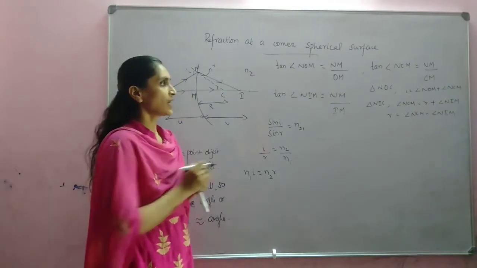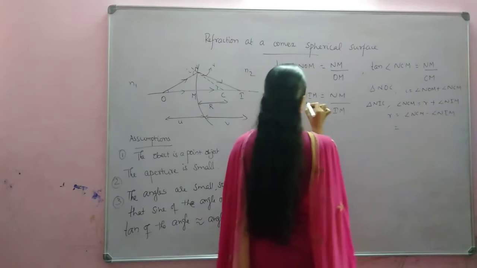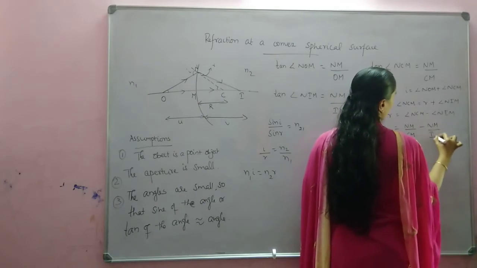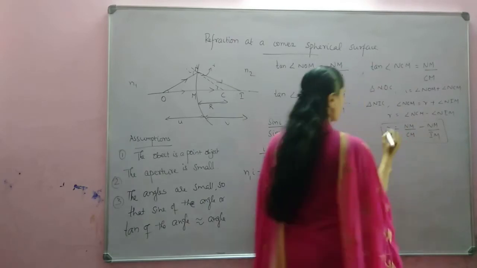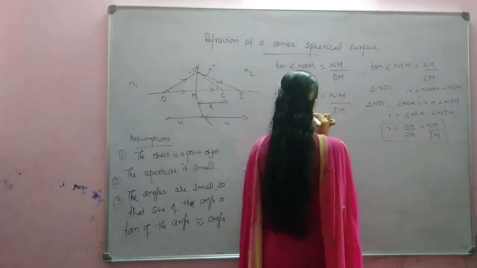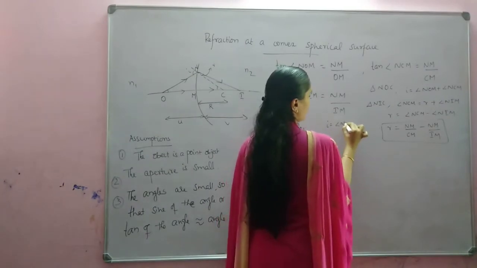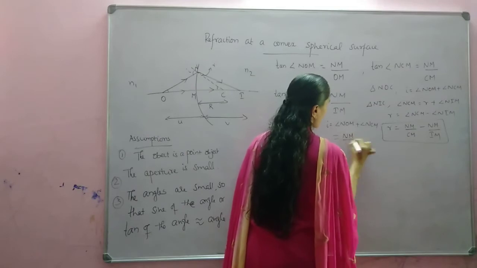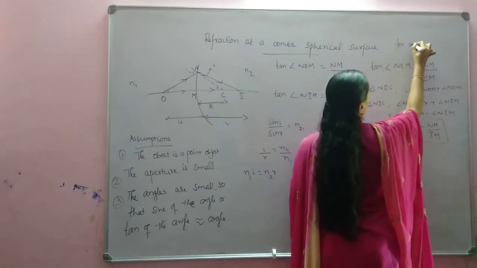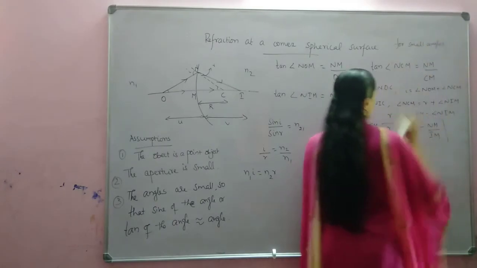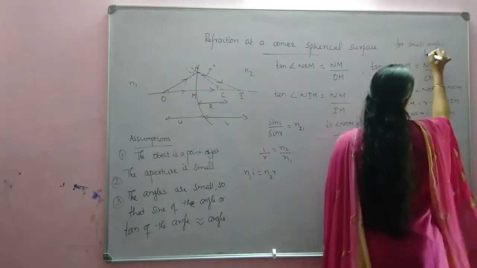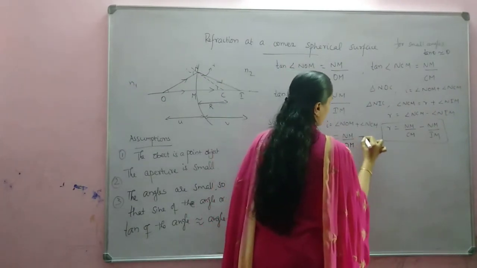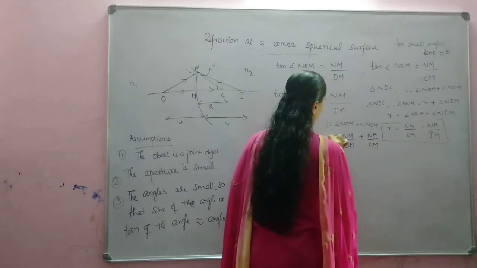Okay, we can substitute here, or we can simplify once again. Angle NCM we can write as NM by CM, and here NM by IM. So R, we got it like this. Same way we can write I also. How will we get I? I is equal to angle NOM plus angle NCM. NOM can be written as NM by OM. For small angles, tan theta is approximately equal to theta. So NM by OM plus NM by CM. So we got I and R.